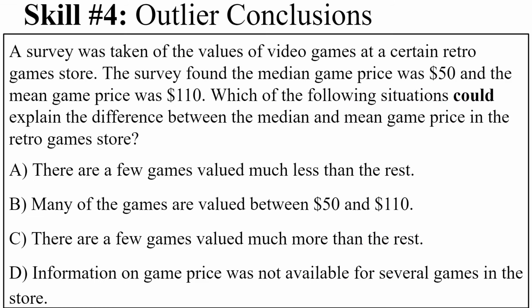All right. Okay, so it says we got a median price of $50. And we've got a mean price of $110. And notice how it says, which of the following situations could explain? So there's probably other reasons that could explain it. It's not saying it has to be this. It's just saying this could explain the difference between the median and the mean. Well, it seems like the mean is much bigger than the median.